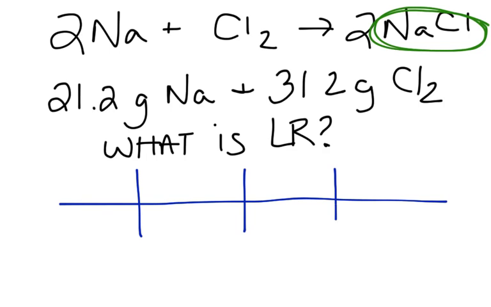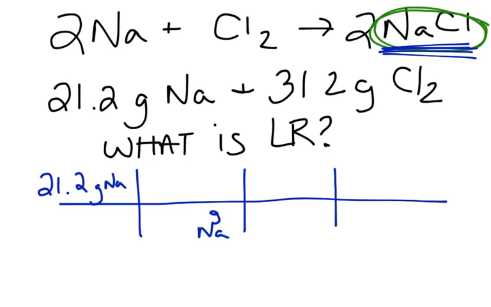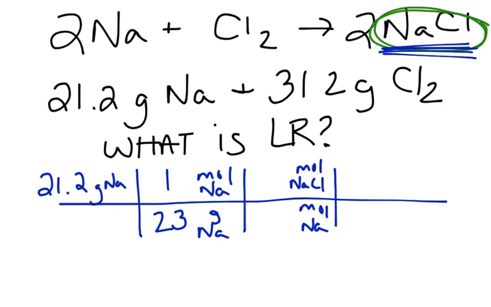Okay, I'm going to go ahead and do a full gram-mole-mole-gram. I don't have to. I could stop at moles, but I'm a glutton. So, 21.2 grams of sodium. I'm going to go all the way from grams of sodium to find out how much sodium chloride I can make. So, go from grams of sodium to moles of sodium. This is exactly what you did before. 1 mole from the periodic table is 23 grams. Then I'm going to go from moles of sodium to moles of NaCl because I want to find out how much of it I can make.